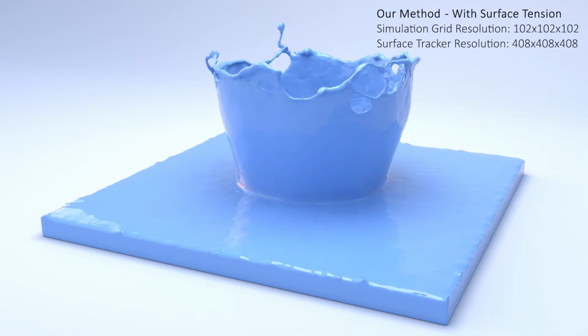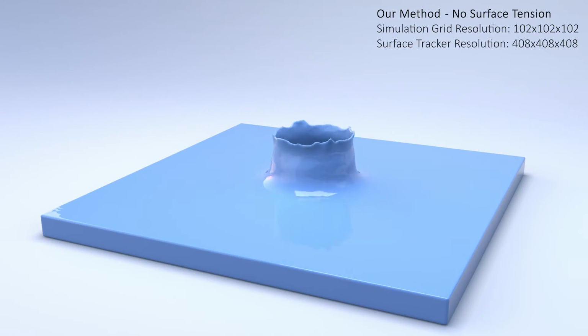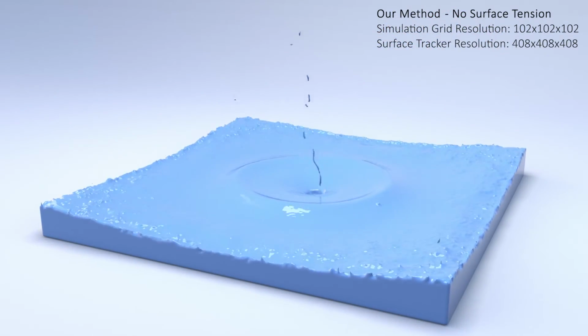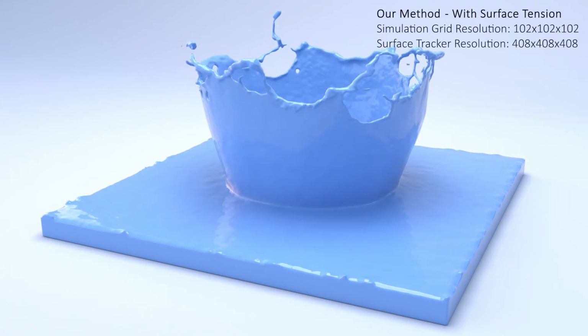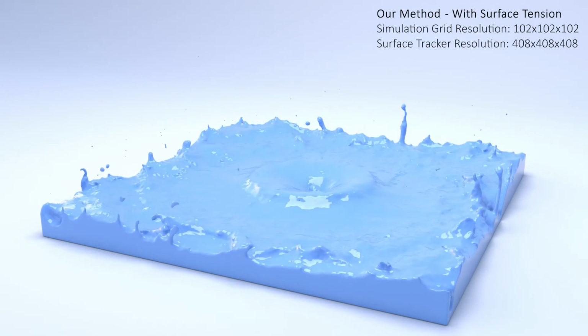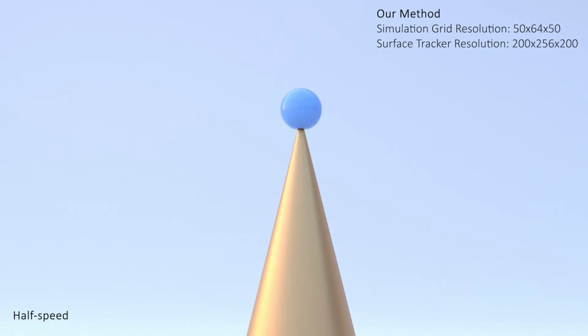In this example, we show the classic crown splash simulated with our method. Without surface tension, the liquid splash looks uncanny. Using a proper surface tension creates a more interesting crown splash, which portrays small, cohesive sheets and tiny droplets that pinch off the liquid. Lastly, we show the combination of surface tension and complex obstacles.